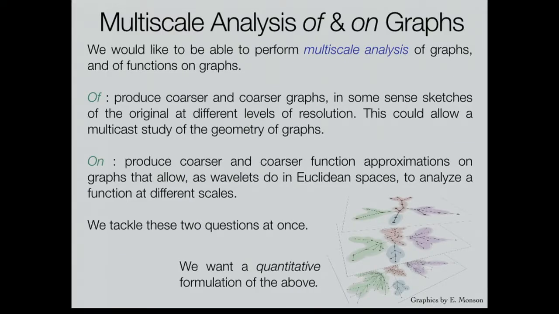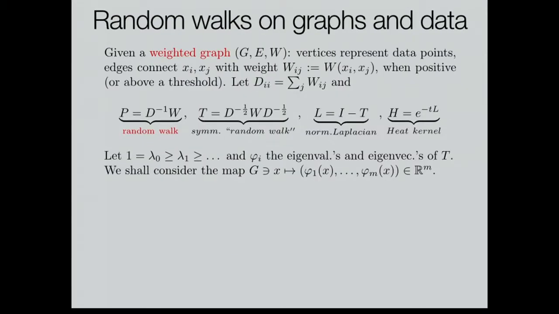Well, you can look at functions on a graph and ask, how should I be doing multiscale averages of these functions? How do you do that by respecting the graph structure? We would like to do that as well, and in fact we will be doing both things at the same time. The most fundamental object that we're going to use is the random walk on a weighted graph.